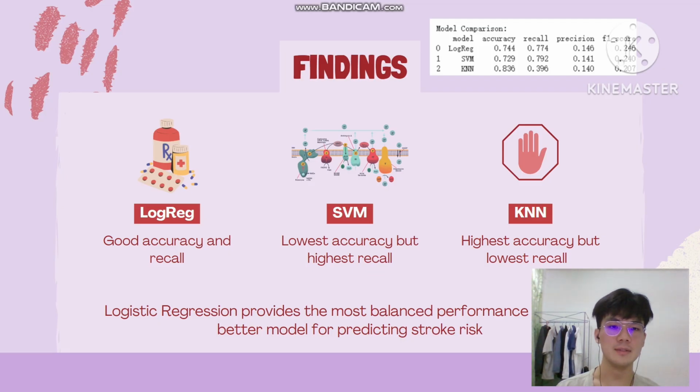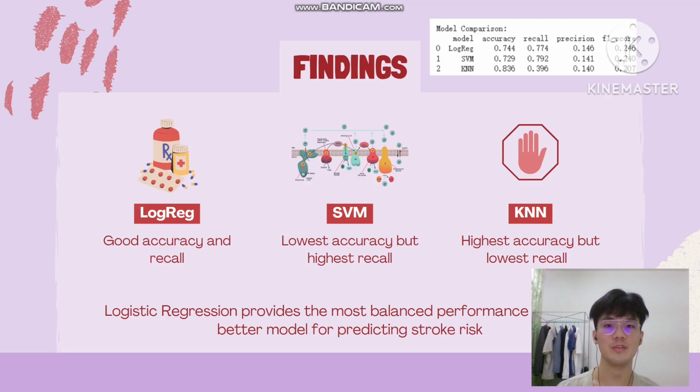The KNN has the highest accuracy but the lowest recall. This means that for predicting the output as zero, that is the negative class, the KNN has good performance. But in predicting the true positive, where the output is one, the KNN has low performance. And then the SVM has the lowest accuracy but the highest recall.